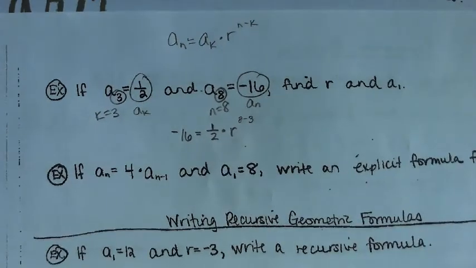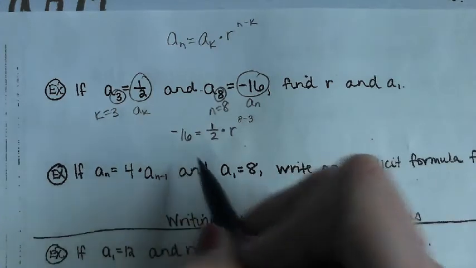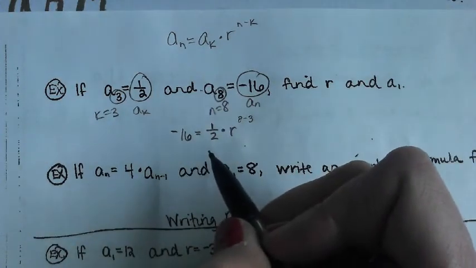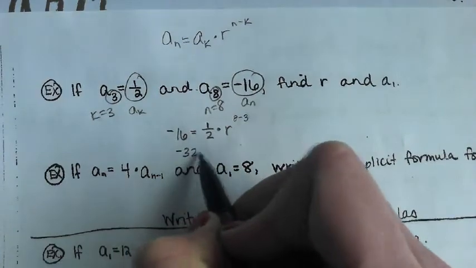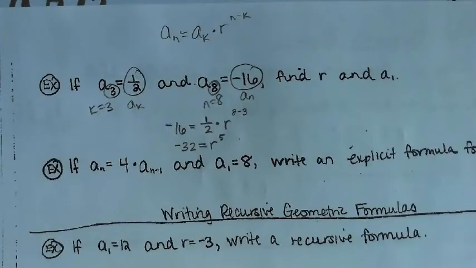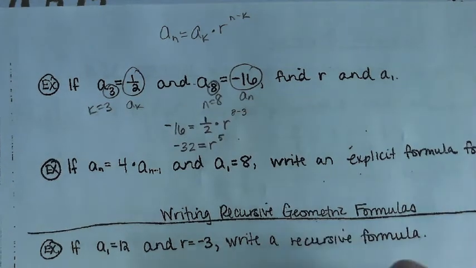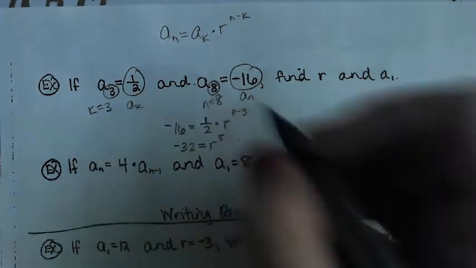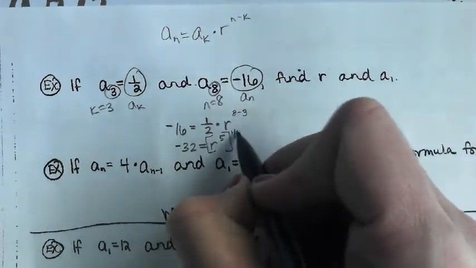So to solve for r, what's the first thing I do, Kaylee M? Divide by 1/2, which is the same thing as multiplying by the reciprocal of 2. So that's negative 32 equals r to the 5th power. Now what do I do to both sides? Not multiply by the reciprocal, raise it to the reciprocal. I have a feeling you would have written that, but you said it wrong. So raise it to the 1/5.